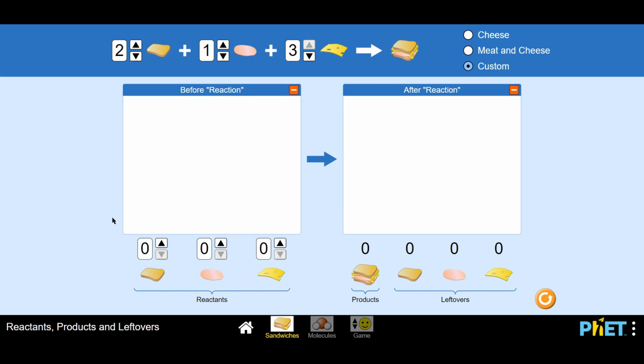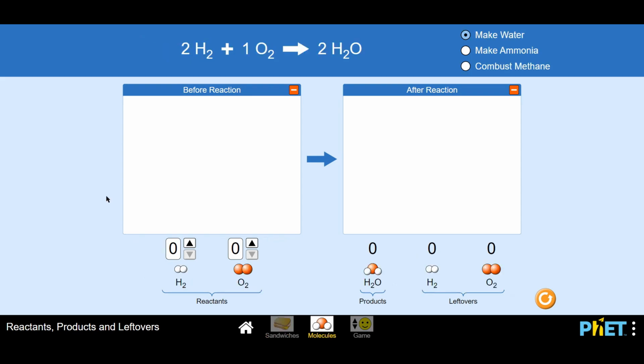But what I'd like to do now is switch back over to the Molecules tab and see if we can take what we learned with the sandwiches and now apply it with these molecules.